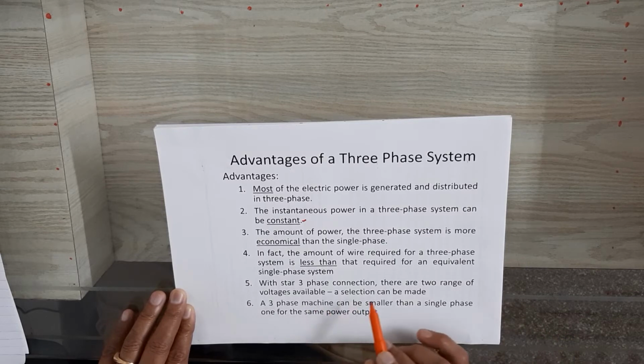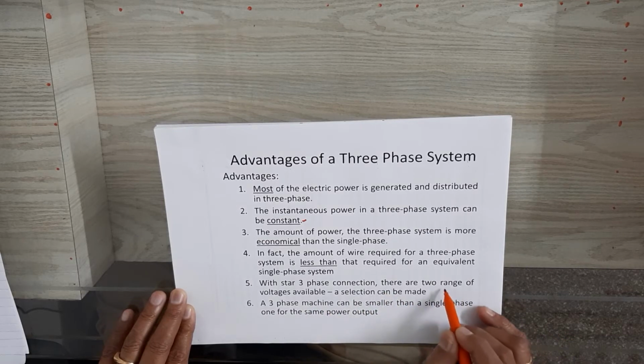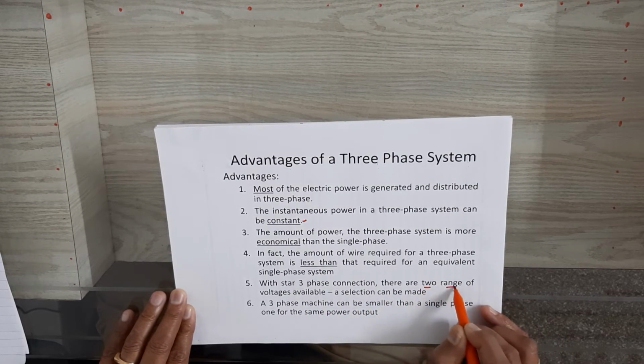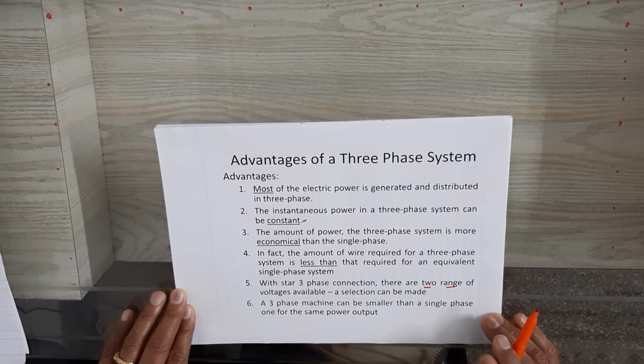With a star three-phase connection, there are two ranges of voltages. Two ranges of voltages we are getting in the case of a three-phase system: higher voltage and lower voltage if it is star connected. That is another advantage of a three-phase system.